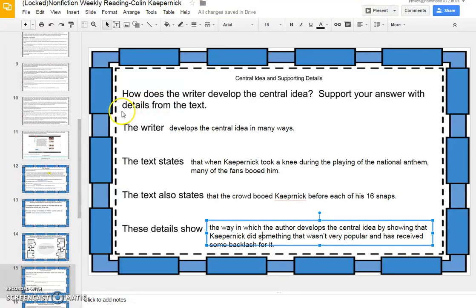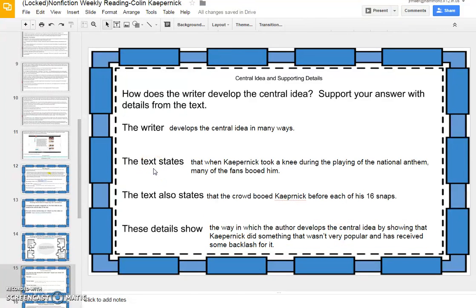How does the writer develop the central idea? Support your answer with details from the text. The writer develops the central idea in many ways. The text states that when Kaepernick took a knee during the playing of the national anthem, many of the fans booed him. The text also states that the crowd booed Kaepernick before each of his 16 snaps. These details show the way in which the author develops the central idea by showing that Kaepernick did something that wasn't very popular and has received some backlash for it.